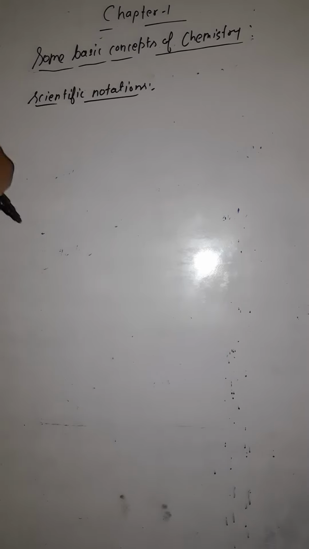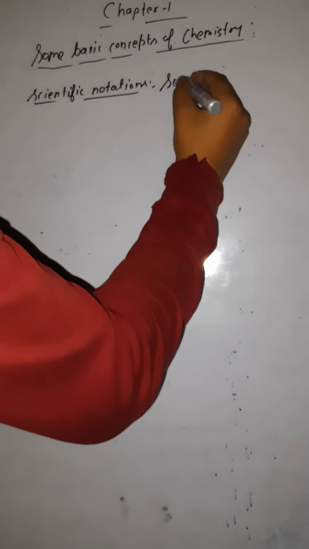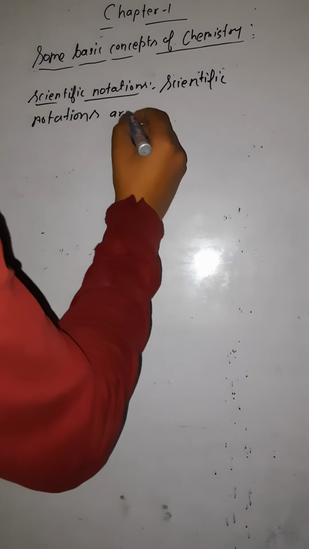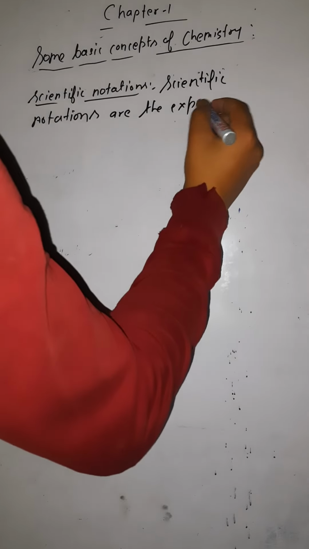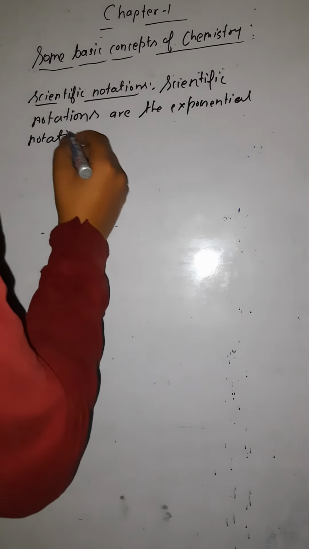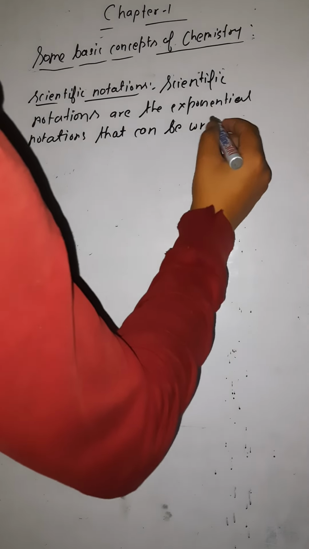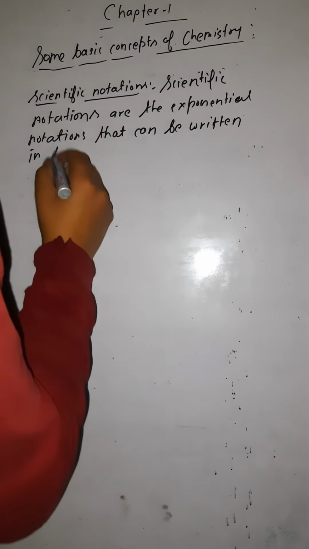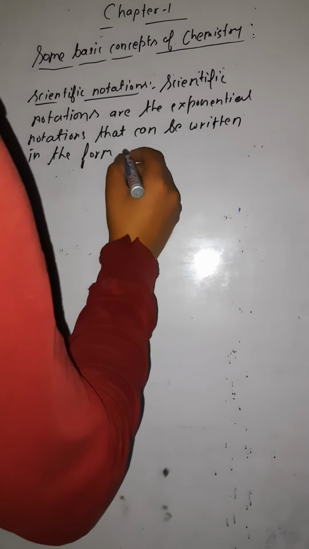Scientific notations are the exponential notations that can be written in the form of N multiplied by 10 raised to the power n. What does it mean? Let me write this. Scientific notations are the exponential notations that can be written in the form of N multiplied by 10 raised to the power n.